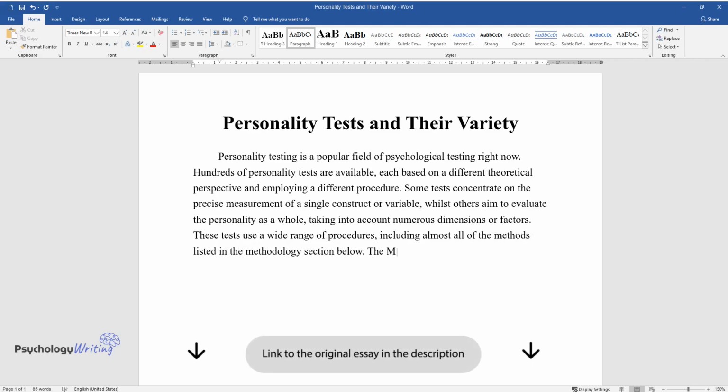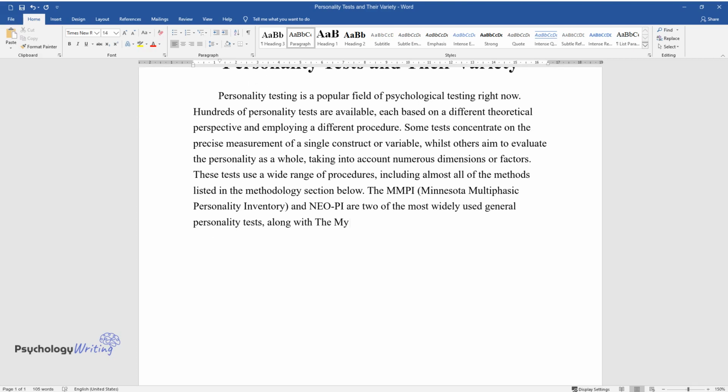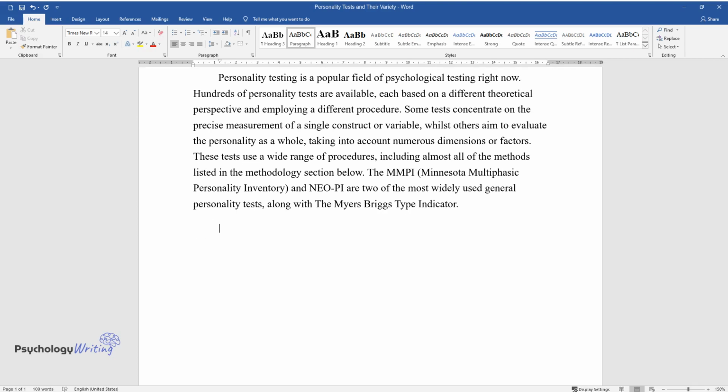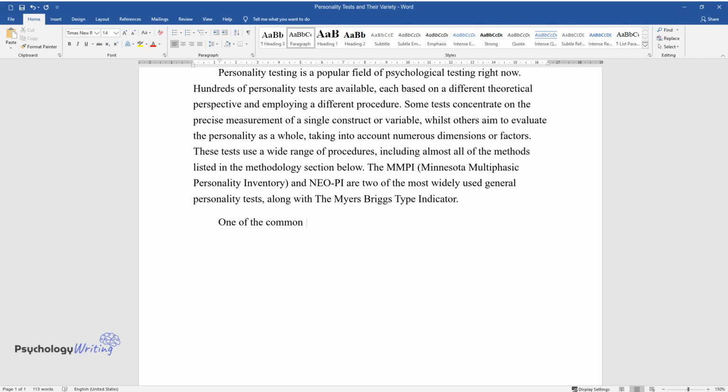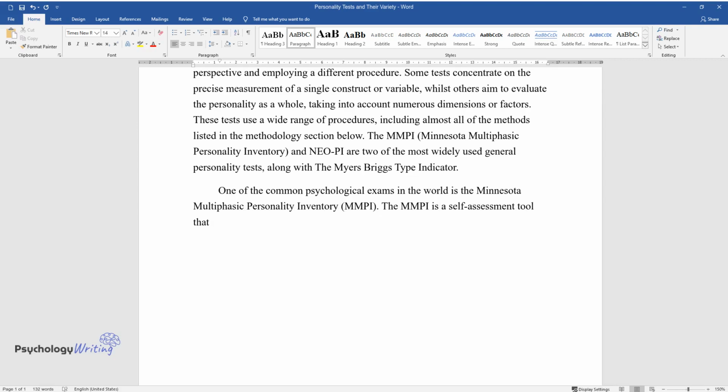The MMPI, Minnesota Multiphasic Personality Inventory, and NEOPI are two of the most widely used general personality tests, along with the Myers-Briggs Type Indicator. One of the most common psychological exams in the world is the Minnesota Multiphasic Personality Inventory, MMPI. The MMPI is a self-assessment tool that has 567 true or false questions about oneself.